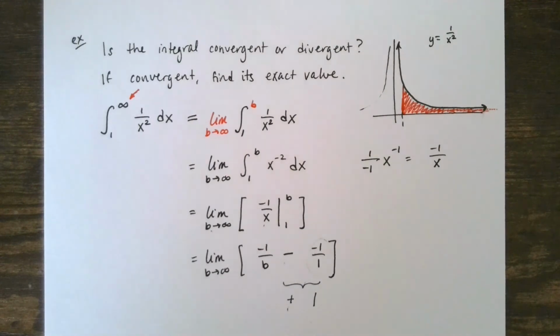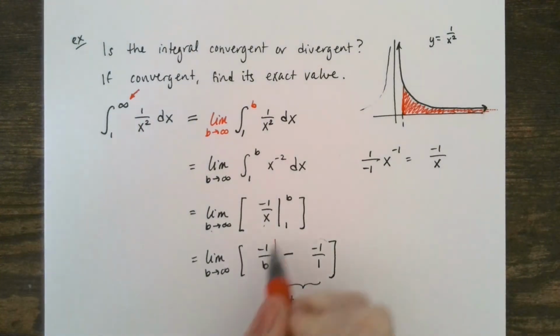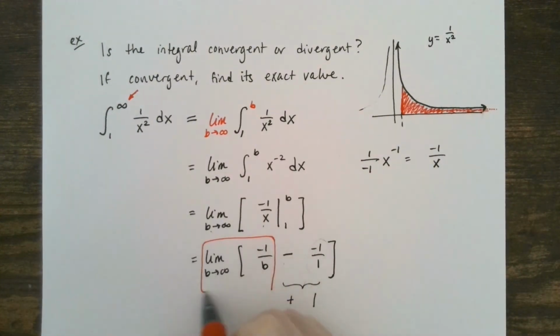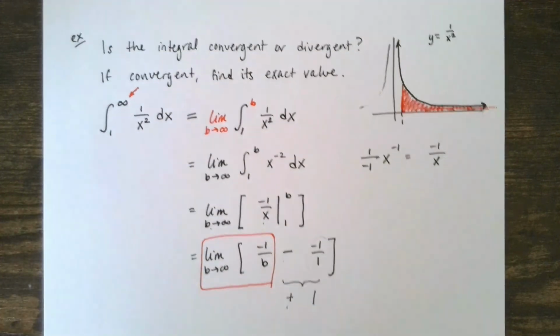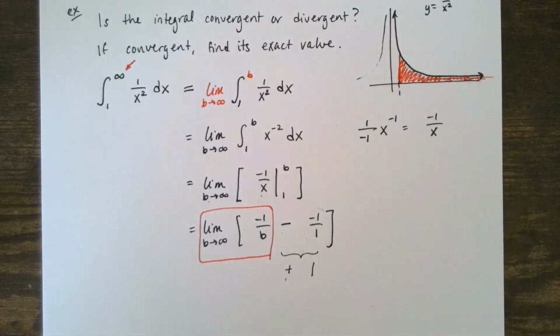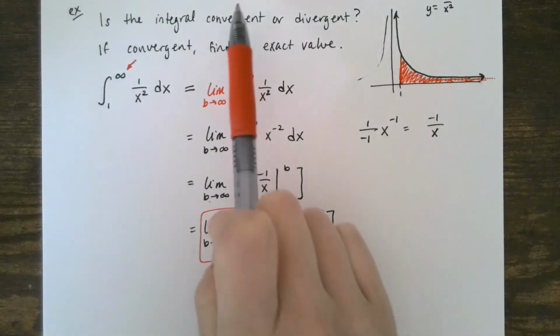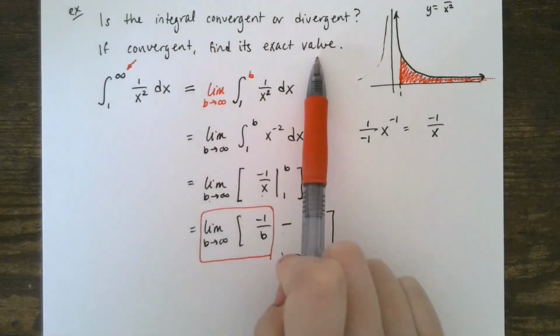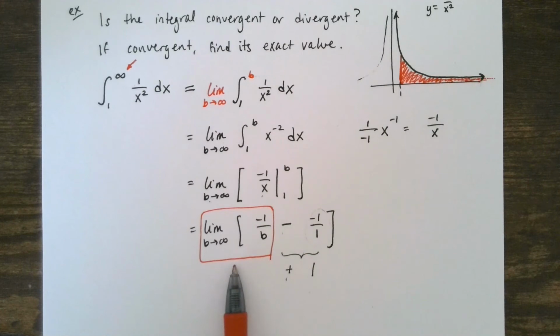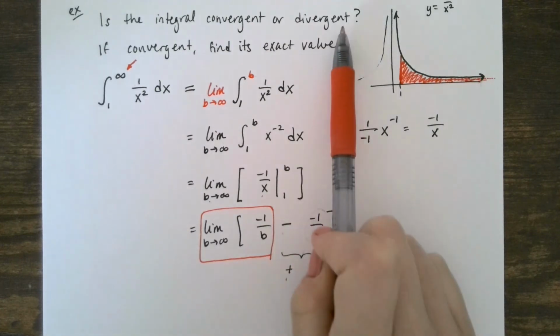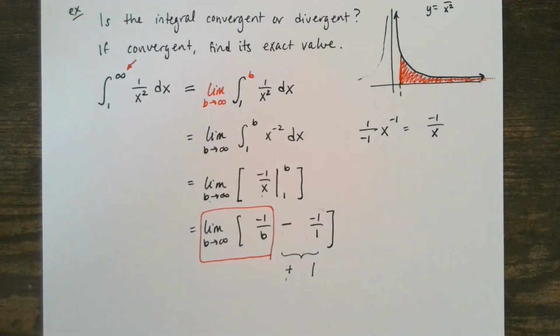So what we're really concerned with now is the limit, right? We've pretty much gone as far as we can ignoring that limit. Now we have to decide what this is. The limit as b approaches infinity of the expression negative 1 over b. Now, if this limit exists, we're going to say convergent, and then we'll come up with a number. If this limit doesn't exist, we'll say divergent, and that's the end of the problem.